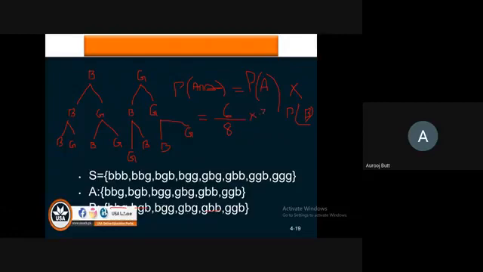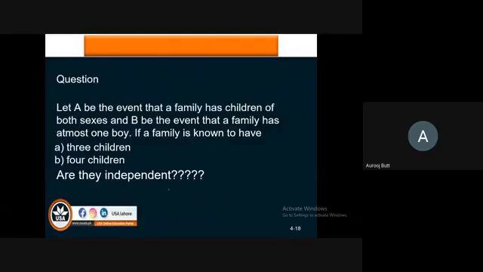So 3 by 8. If it's equal to probability A intersection B, meaning the common part between both of these events, then we'll say that the events are independent. But if inequality holds between both of these, we'll say that the events are dependent. Same goes for this one.